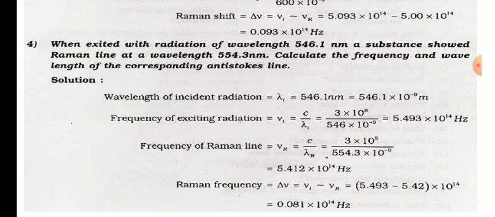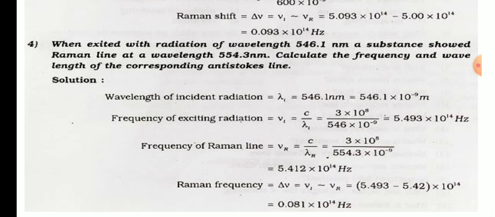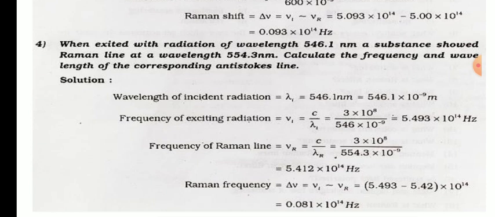Therefore, the Raman frequency delta nu is equal to nu I minus nu R. Here nu R is 5.412, whereas nu I is 5.493. Therefore, 5.493 minus 5.412 works out to be 0.081 into 10 raised to 14 hertz. So that is the Raman frequency that we are determining.